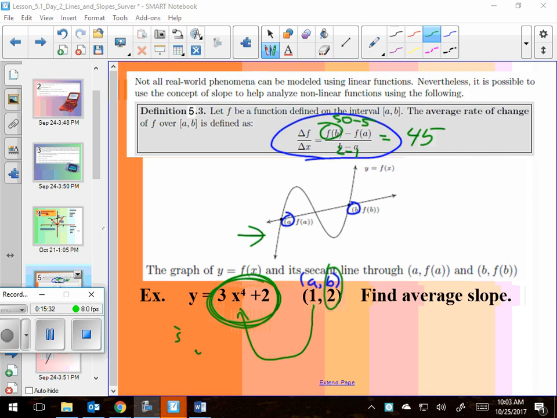X to the 4th is kind of like an x squared, except it's way steeper. So it's like, woo, super steep. And then the plus 2, what does that do? Moves it up a couple. There. That's what that function looks like. Now, does it make sense that between 1 and 2, your slope would be super steep? Yeah. Because between 1, let's say 1 starts here, and 2 is like pretty much straight above it, yeah, you're going to have a super steep slope.